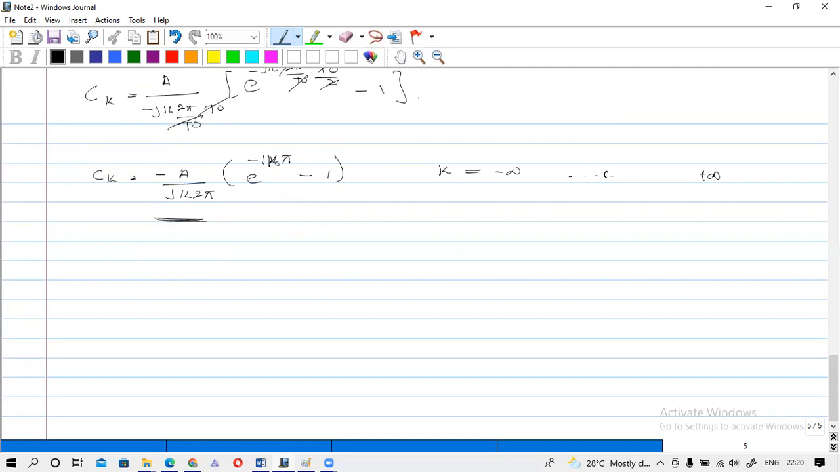Let's first try to estimate the zeroth harmonic coefficient, that is the DC component coefficient, C naught. So let's say that k is equal to 0. Then C naught, your DC component coefficient, will be minus a j, k is 0, 2 pi. And you can see that e to the power minus j, k is 0, pi, minus 1, so this also will be e to the power 0. e to the power 0 means 1, and here 1 minus 1 gives 0, and here also you will have 0. But this is not defined, no? 0 divided by 0 is not defined in maths.